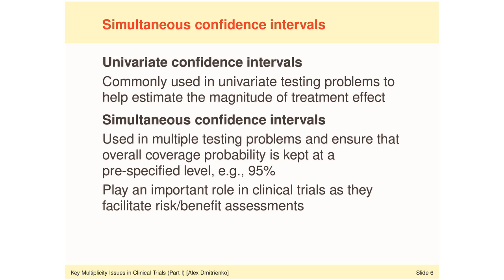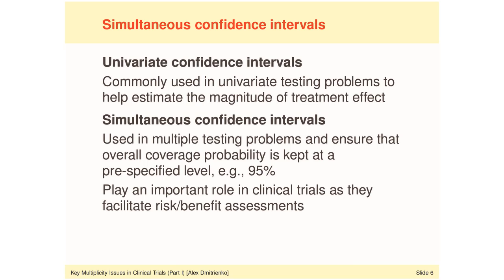standard univariate confidence intervals, and they're used in problems where there are several parameters of interest. For example, we may be interested in estimating the mean effects at multiple dose levels in a clinical study with several dose placebo comparisons. So simultaneous confidence intervals are used in multiple testing problems to define a multivariate region as opposed to a univariate region that is supposed to cover the multivariate true parameter with a pre-specified probability, and the overall coverage probability is typically set again at 95%.